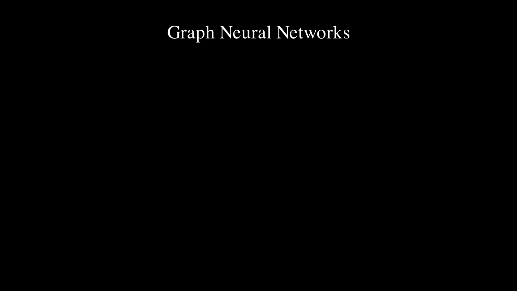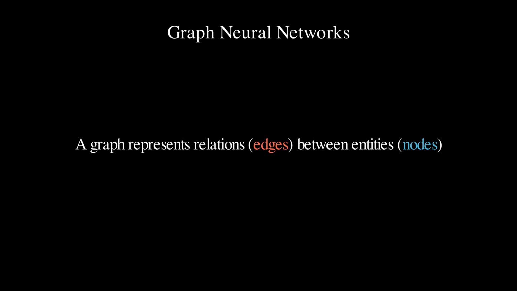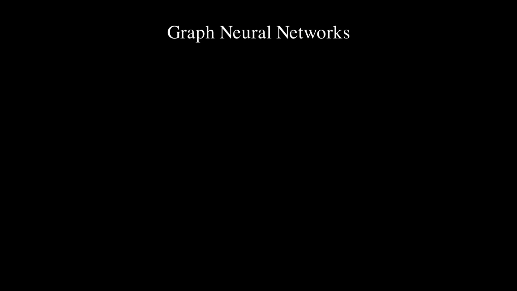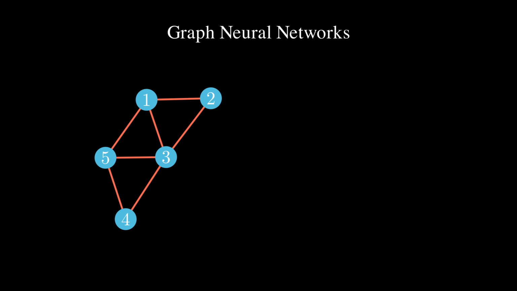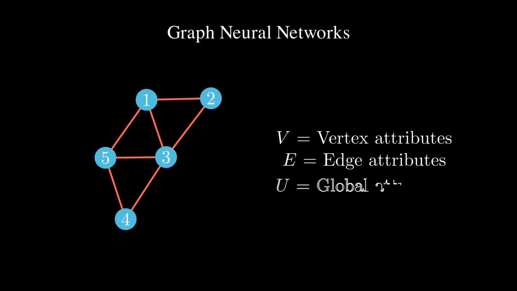Well, for those of you that are not so familiar with this concept, it's basically a collection of entities called nodes or vertices, and the connections between them called edges. Look at this simple graph. Each blue circle is a node, and these red lines connecting them are the edges. We can store information in both nodes and edges, and we can have global attributes that can describe the entire graph.